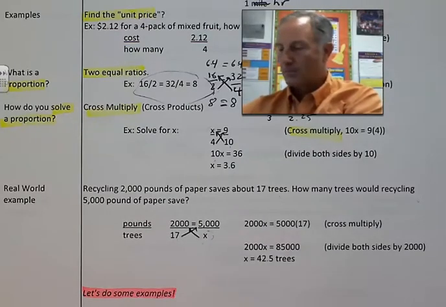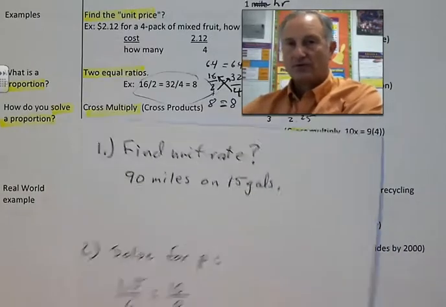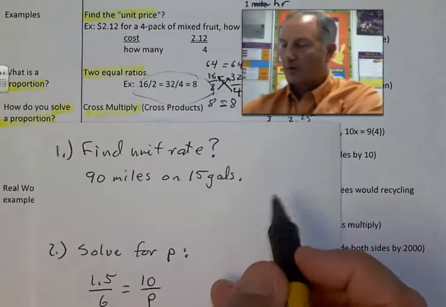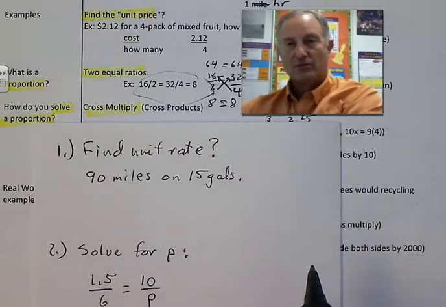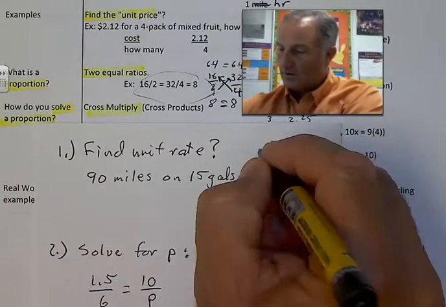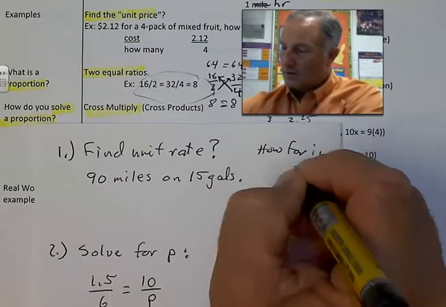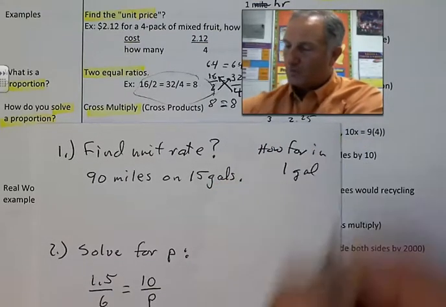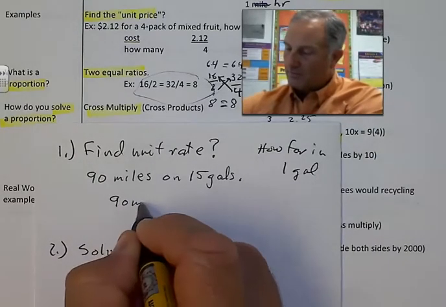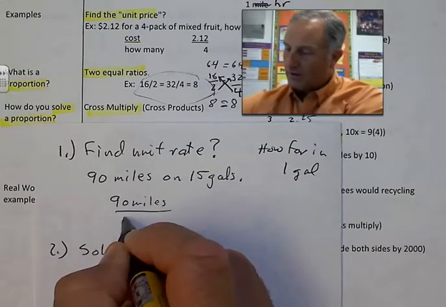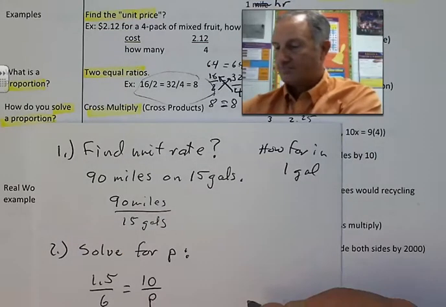Take a look at some examples here. One of the biggest things that we're doing in this section is finding unit rates. If you went 90 miles on 15 gallons, find the unit rate. What it means is how far in 1 gallon, or for 1 gallon. So if I can go 90 miles in 15 gallons, just simplify the fraction.